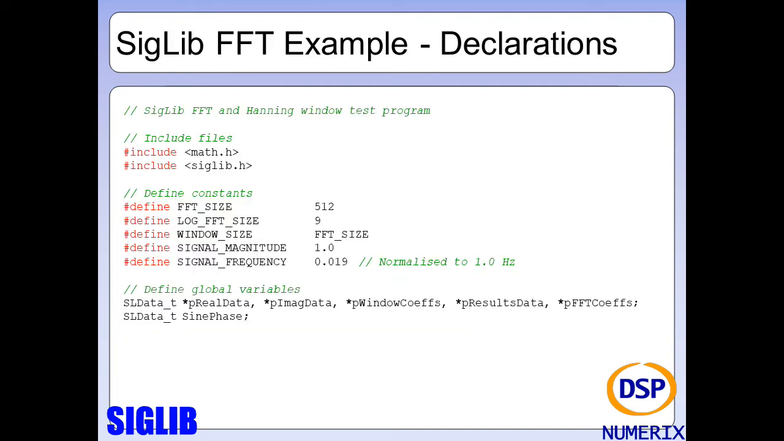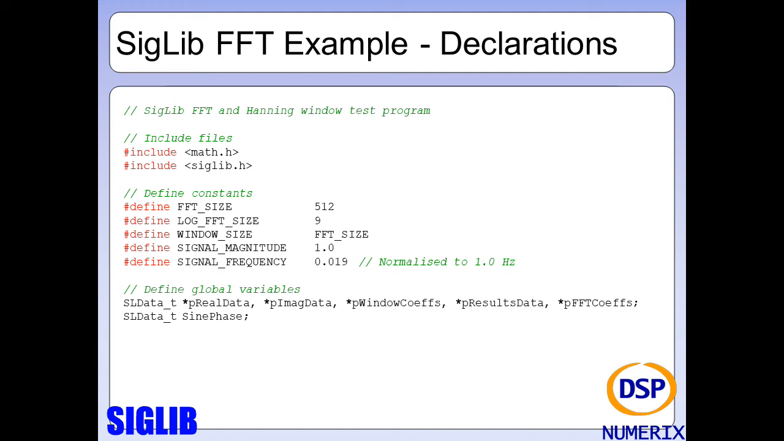Let us now take a look at a simple SigLib example that will calculate the fast Fourier transform of the dataset that we provide. I have split the source code up into two slides just to make it easier to read. In this slide I have the code that includes the header files, math.h and siglib.h, the constant definitions, and the global variables. In this example, we are going to generate a sine wave, and we have declared the magnitude and the frequency of the sine wave. We are then going to window the data and then perform our FFT.